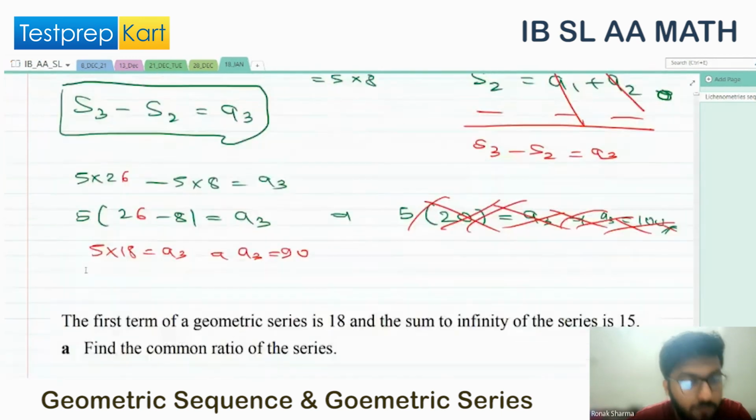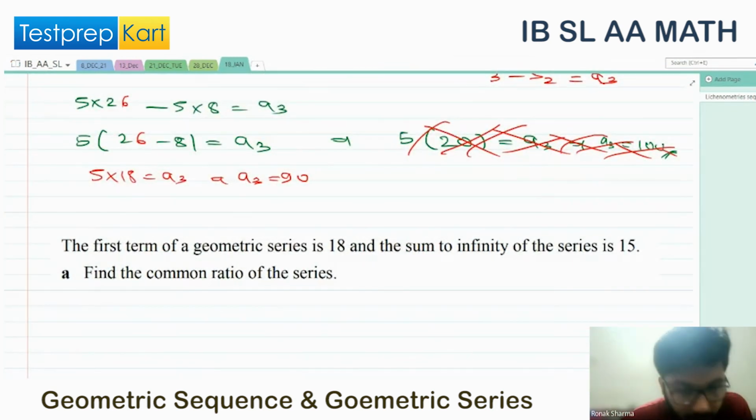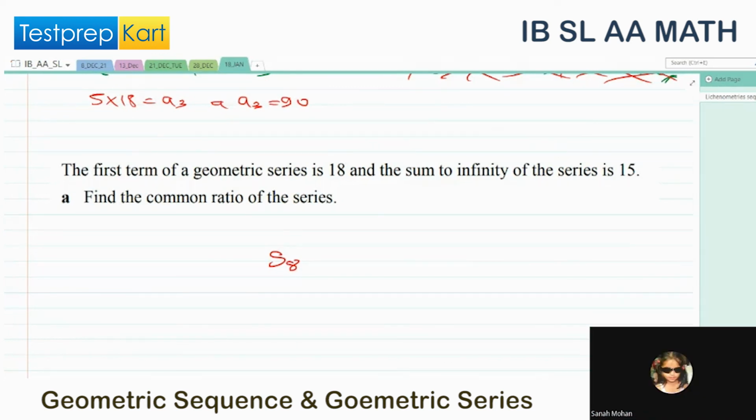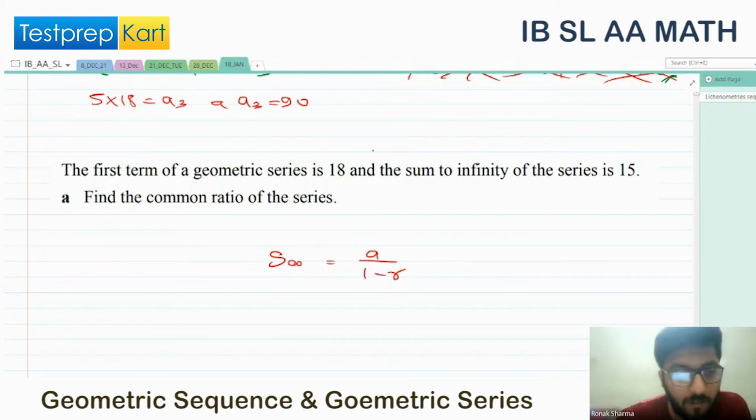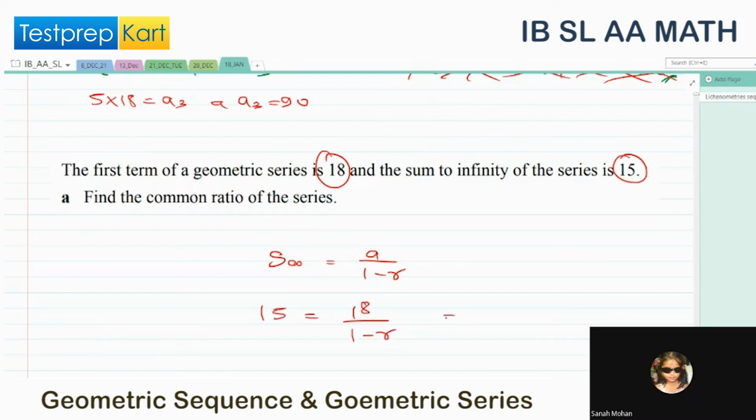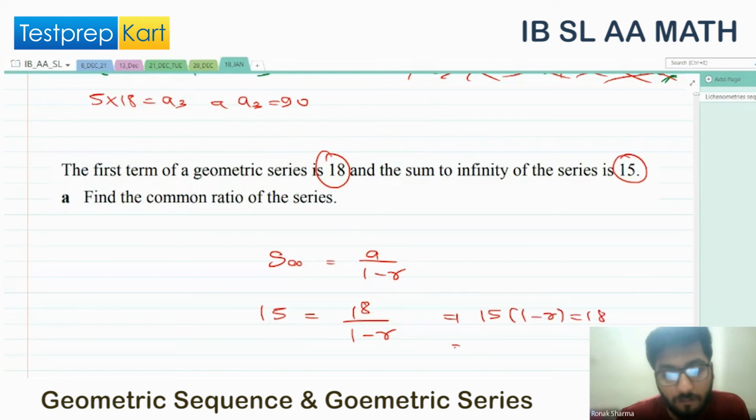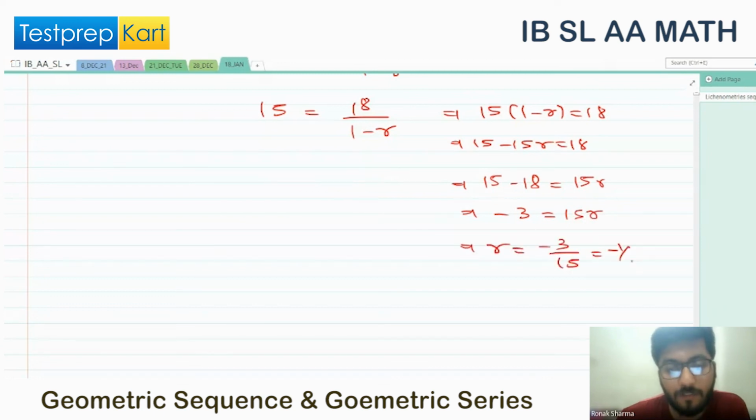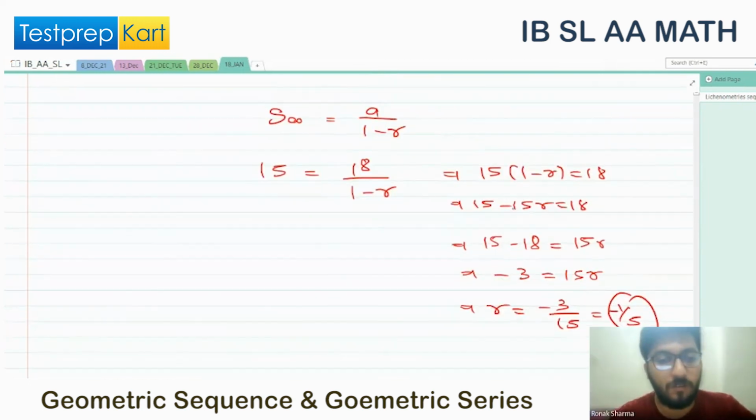One last question of the day. Very basic. We know that the sum to infinity is A upon 1 minus r, right? A is 18 and the sum is 15. So 15 equals 18 upon 1 minus r. So 15 times 1 minus r is 18, or 15 minus 15r is 18, or 15 minus 18 is 15r. Minus 3 is equal to 15r, or r is equal to minus 3 by 15, that is negative 1 by 5. Got it? Yes or no? Yeah, got it.